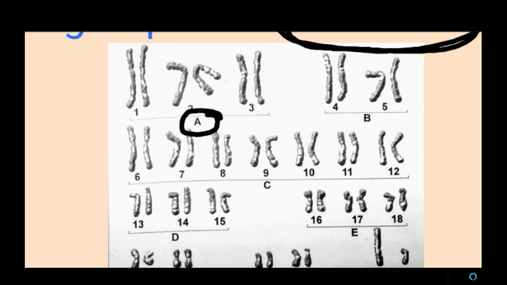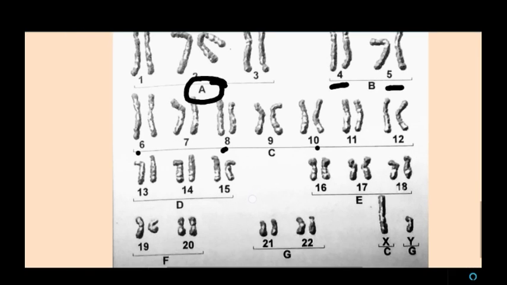Next to group A in length, group B has chromosome numbers 4 and 5. Group C is the largest group. It possesses chromosome numbers 6, 7, 8, 9, 10, 11, 12, and it also includes the X chromosome. And 13, 14, 15 are kept under group D, and 16, 17, 18 are under group E.